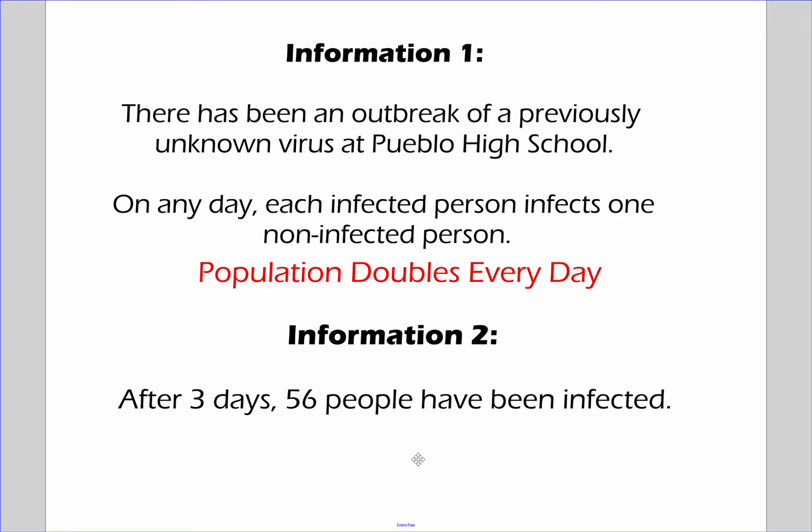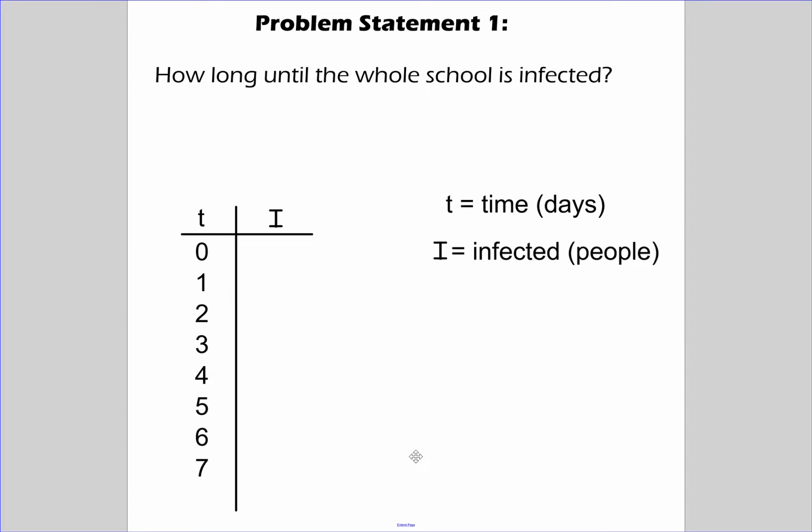The other thing is, how do we keep track of all this information? If it's going to be doubling, and we know that after 3 days it's 56, there we go, we're going to want a table. So problem statement number 1: how long until the whole school is infected?